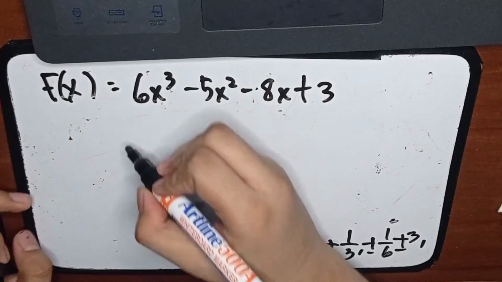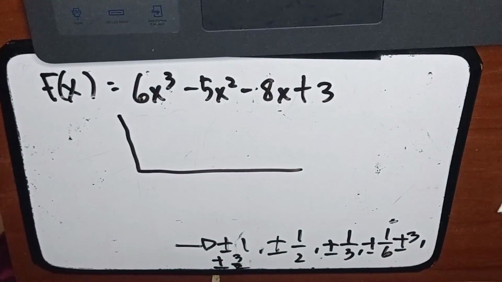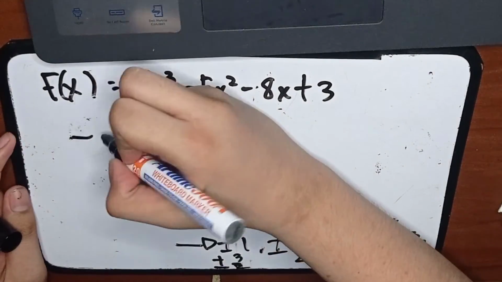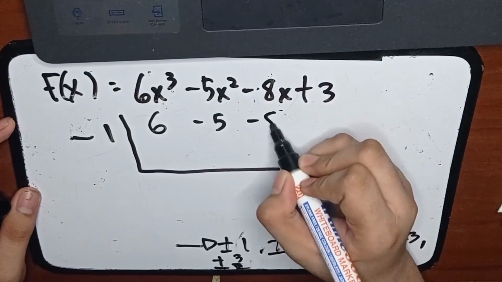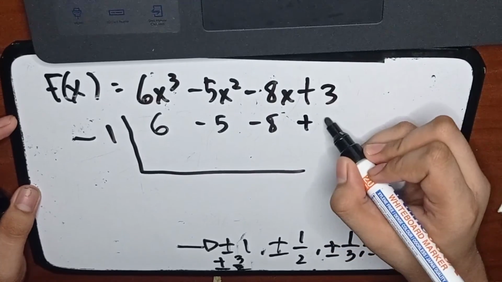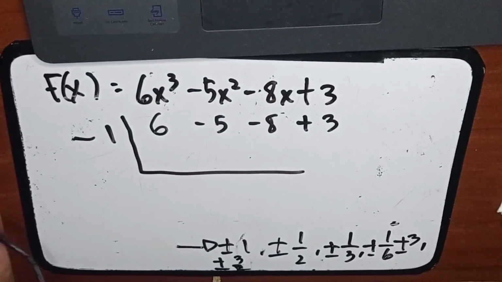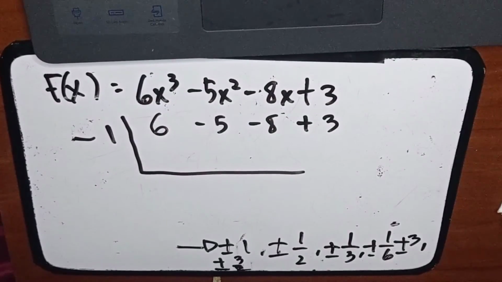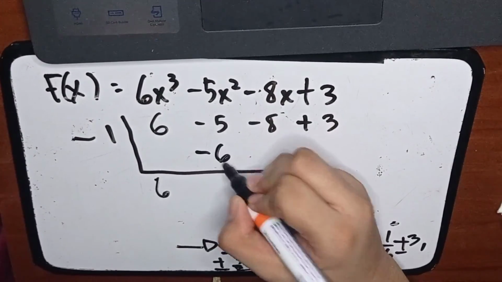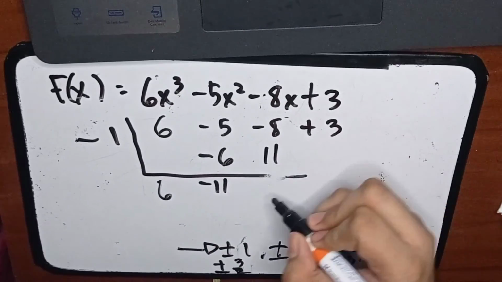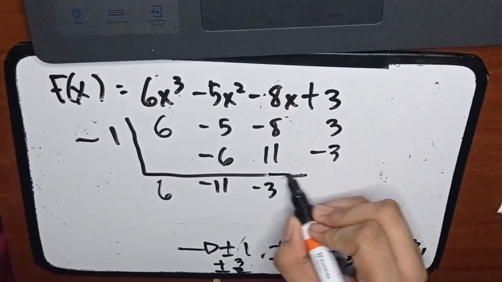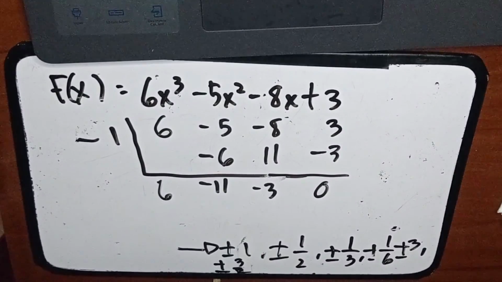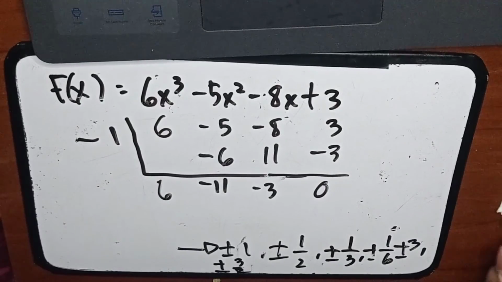So for us, we should use, of course, the synthetic division. Let's try negative 1. Then bring this down: 6, negative 5, negative 8, and positive 3. Okay? Then 6, negative 6, negative 11, negative 3. Oh! We find a zero of the equation. We're lucky, because sometimes it is quite time-consuming if we don't find the zeros out of this given combination.